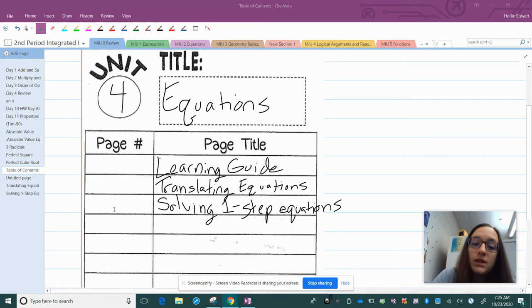So we're going to do solving one-step equations. This should be review. You've done this. But we're going to talk about how to write it. And I know my mental math students are not going to be happy with me because what we're going to do is show our steps. Why do we show our steps?